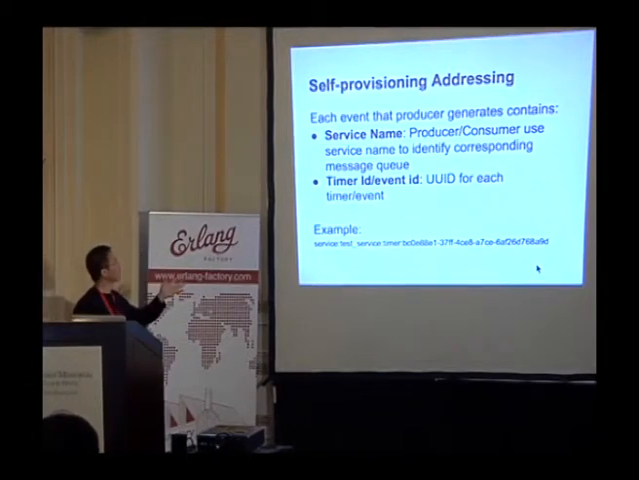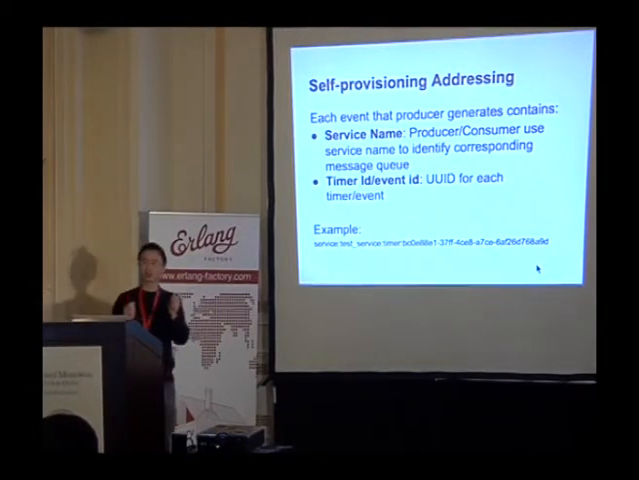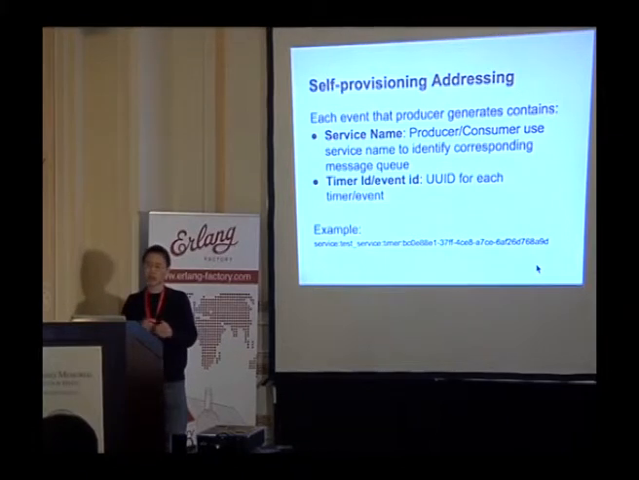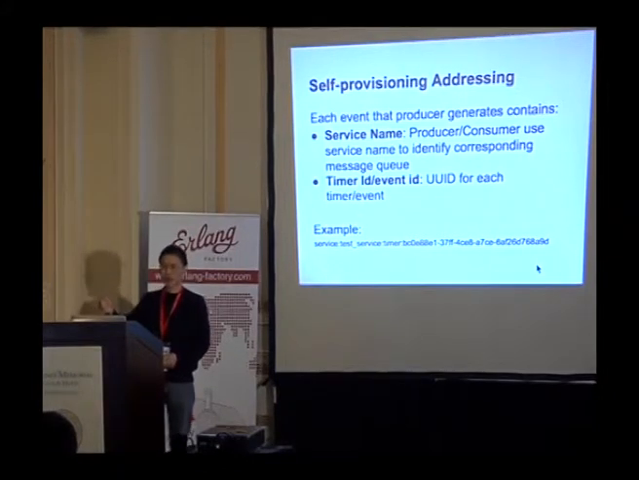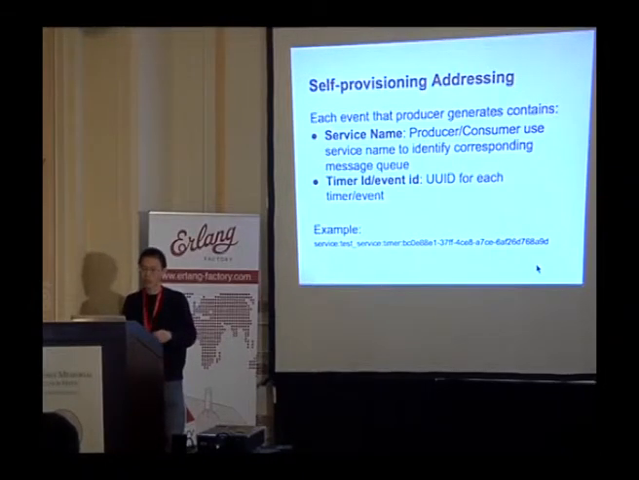So for each event, whenever the producer puts it into the queue, we ask them to give us a service name. This service name is a random point that the producer will put into the queue, and the consumer will know, I need to consume from that. So it becomes a bridge between the consumer and the producer.